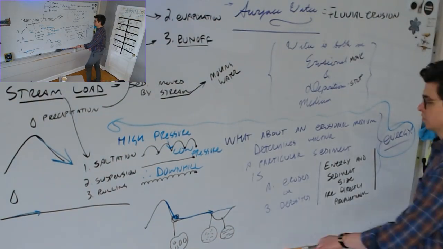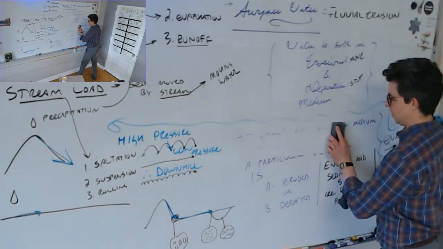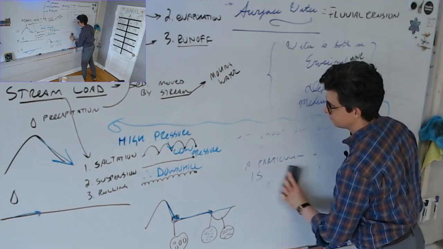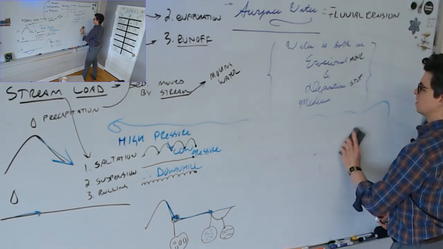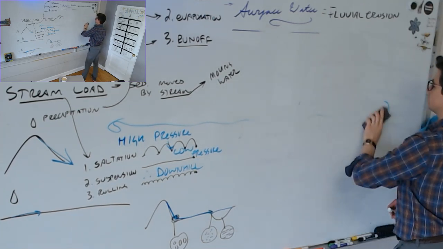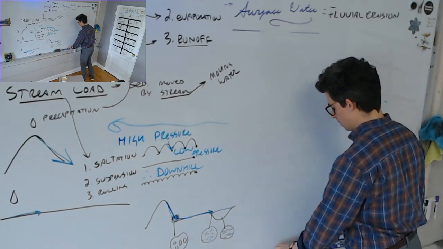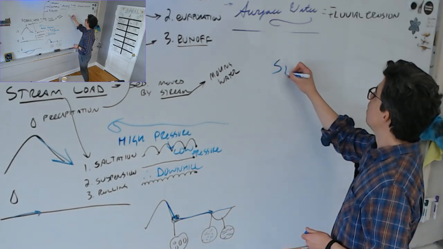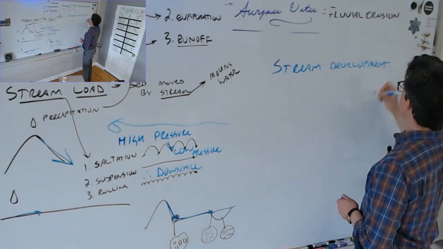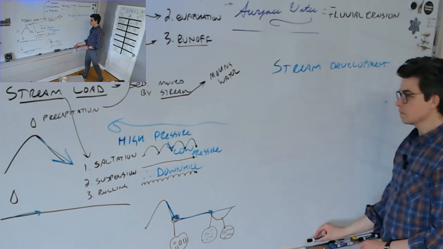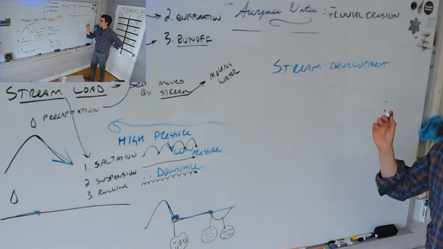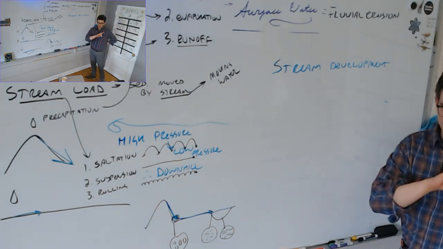Let's talk about now a stream as seen from the sky instead of as seen in cross-section. This subsection is called stream development. I lied. We are going to talk a little bit more about cross-section first.